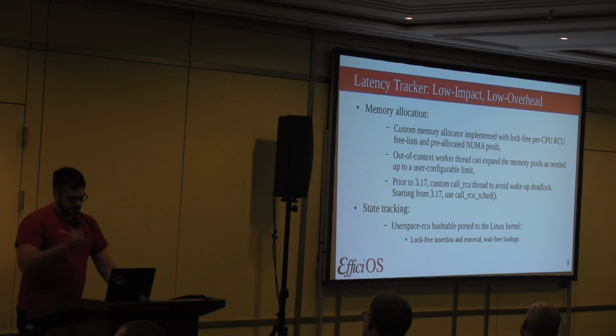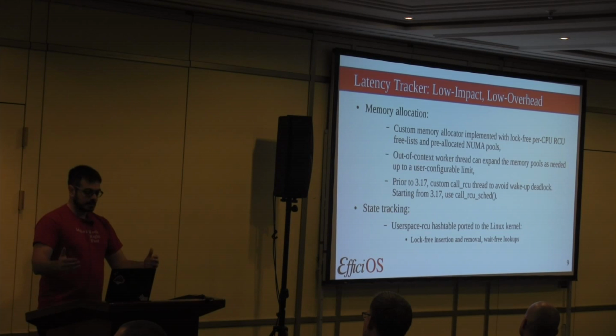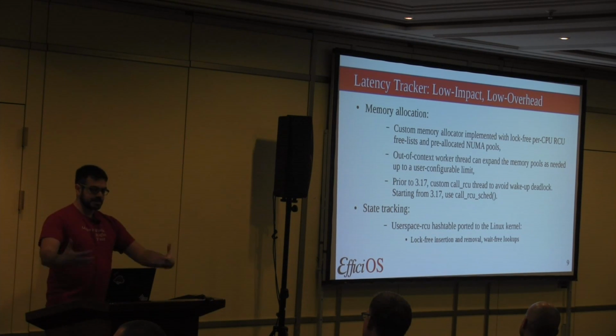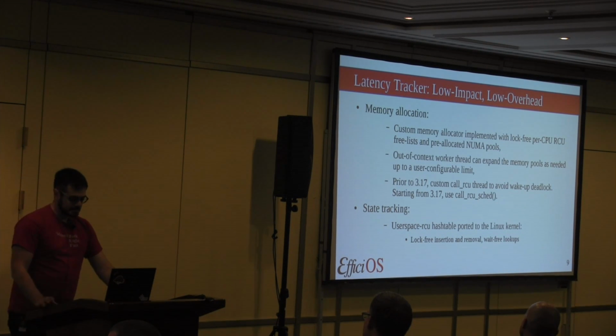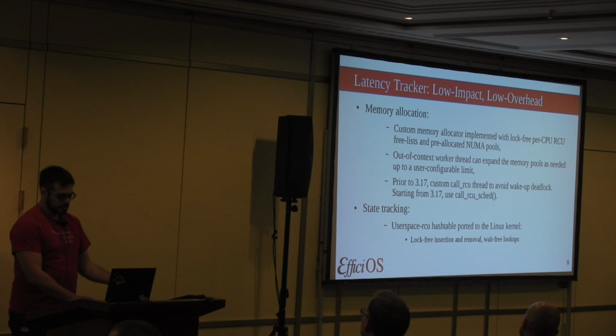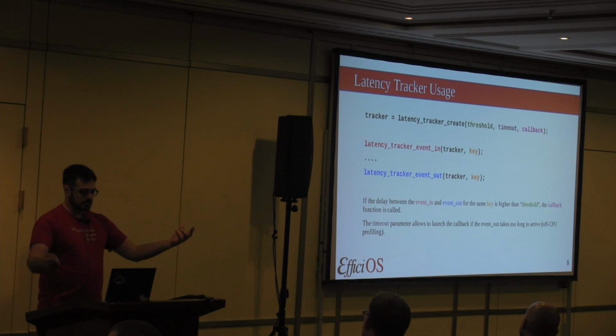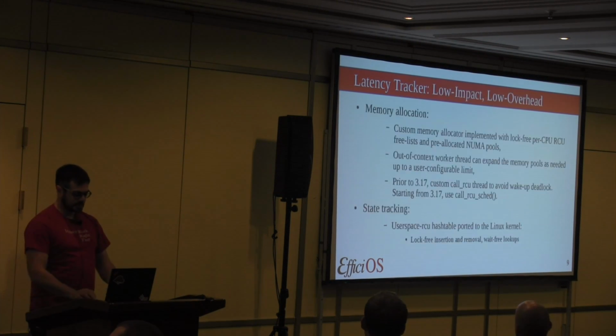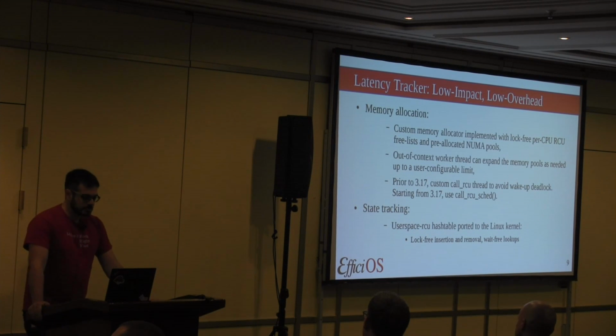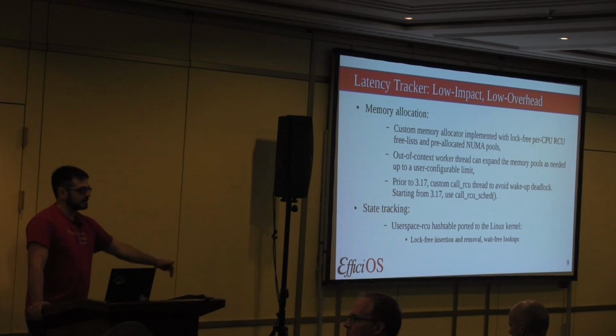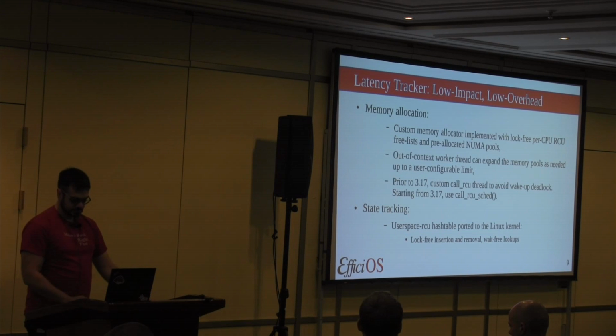So that's to allocate memory. Then to do the actual state tracking of what's happening in the system, we have those event in, event out, so we put that in a hash table. That hash table is the user space RCU lock-free hash table that we ported from user space to the kernel. It supports lock-free insertion and removal as well as wait-free lookups. So all this can be used even from an NMI context. That was one of our goals.